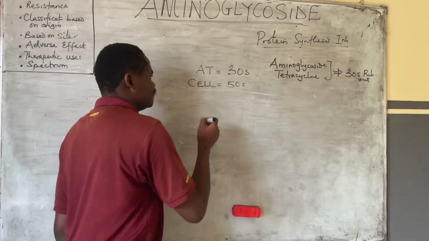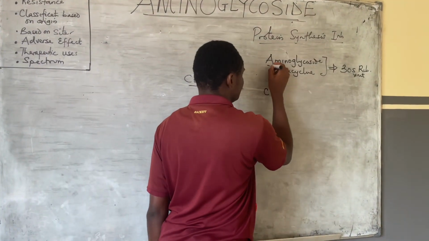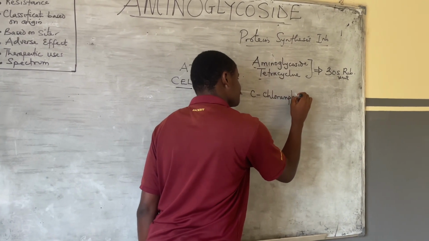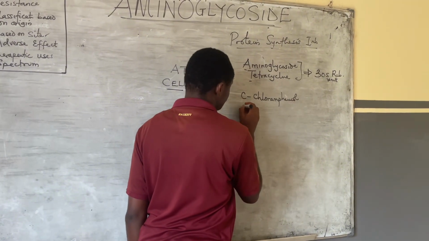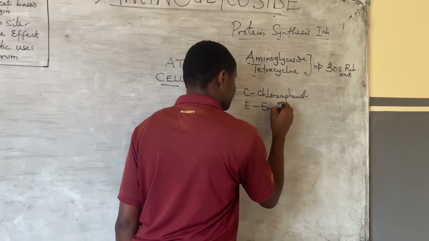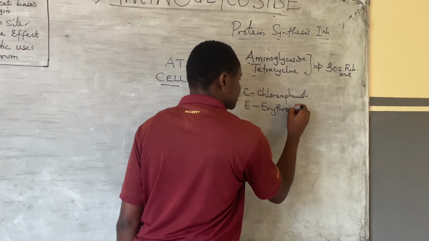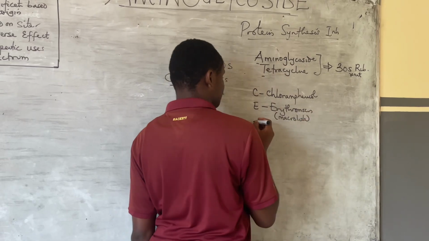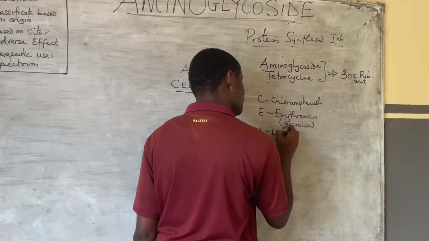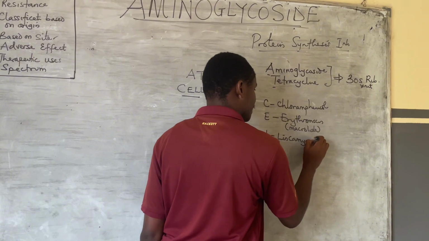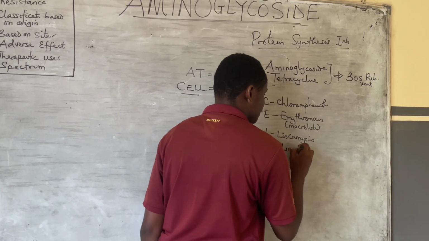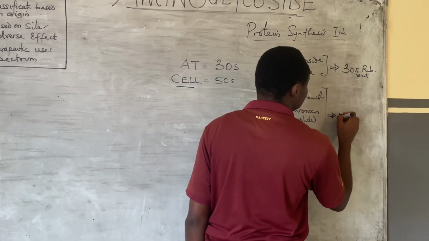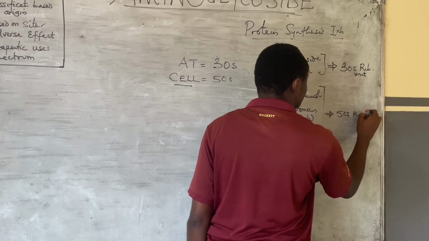Alright? Then cell 50S. C here stands for chloramphenicol. The E here stands for erythromycin. Some people call it macrolide, same drug class. The first L here tells you about lincomycin, then the other L, linezolid. For all of these, we inhibit protein synthesis by binding to the 50S ribosomal unit.